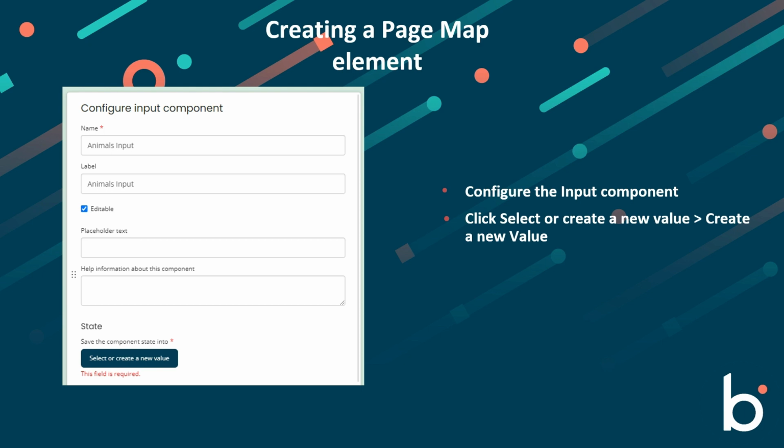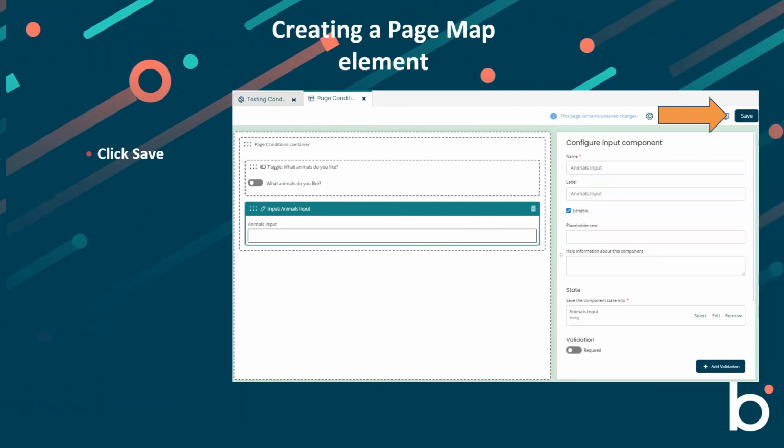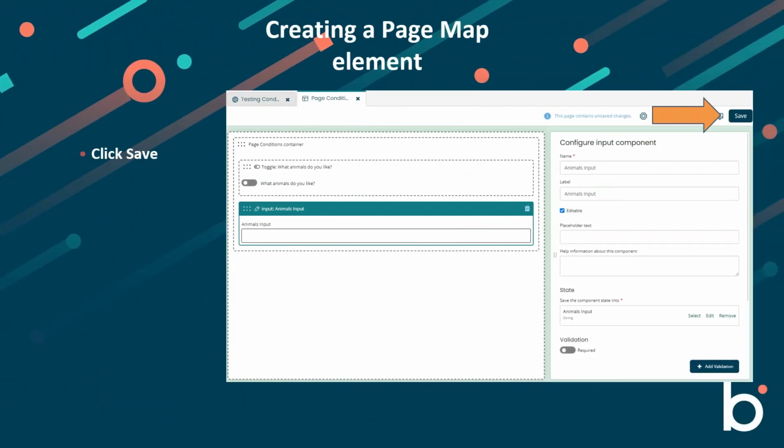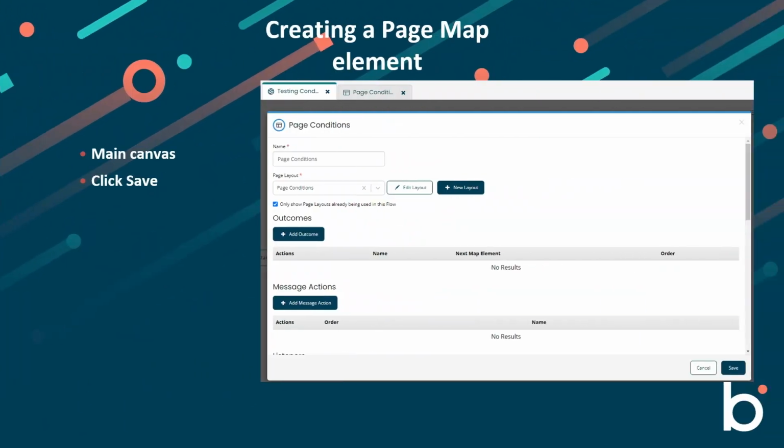Click on the input component to focus on it, and you will see its configuration panel on the right-hand side. Under State, you will click on Select or Create a New Value. And in the next window, in the top right-hand corner, you're going to click Create New Value. For now, we're going to save what we have configured. Click on the Save button in the top right-hand corner, as shown here.